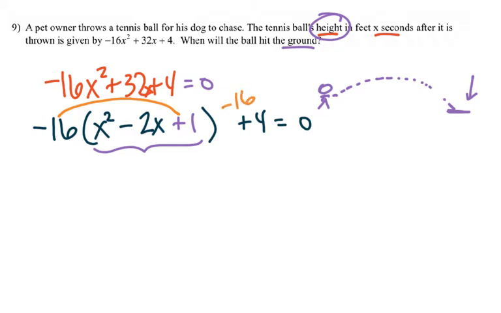So I'm going to just put that there. So, whoops, add 16. So I'm going to have the negative 16. I'm going to have my perfect square. The 16 plus 4 is 20.